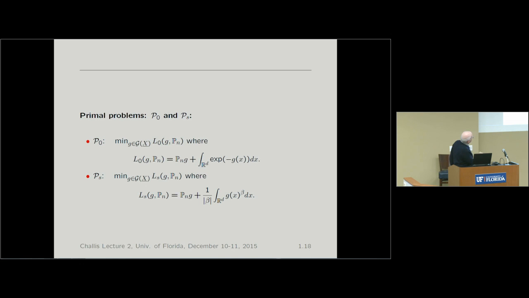So here for log-concave, we've seen this before, let L0 of g and Pn be Pn of g plus the integral of e to the minus g. Well, that was just what we had as the criterion for log-concave, and here g is the convex function, and I've switched the minus signs. So we want to minimize that. It is the empirical measure of g plus this penalty that'll get us integrating to 1. On the other hand, the corresponding primal problem for s-concave is, well, Ls(g, Pn) is Pn of g. So that's common, and that's a nice feature. Plus 1 over beta times the integral of g(x) to the beta dx. Well, I claim this is the right penalty to make things fit right, even though you might not think so at first glance.